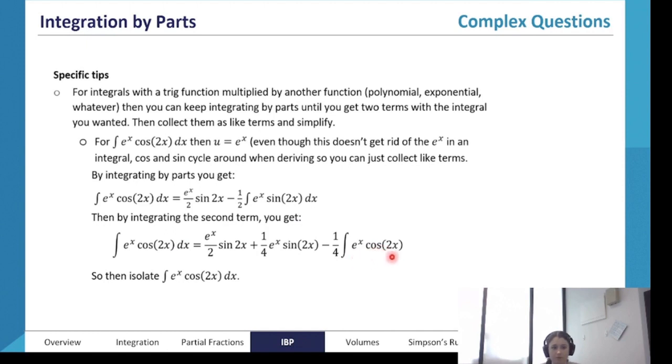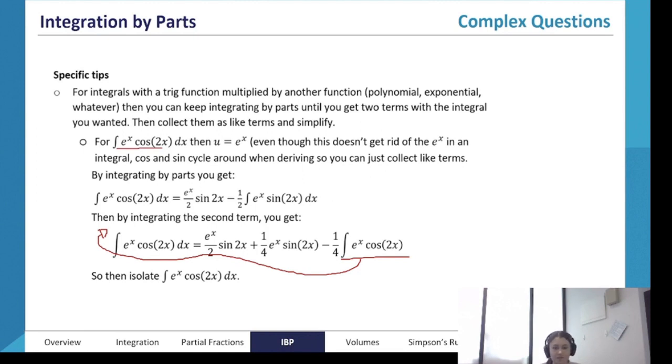So even though we don't know how to integrate this, we've got exactly what we started with, but what we can do is take this over here and add them as like terms. And then on the left-hand side, we're going to be left with the integral of e to the x cos 2x, which is what we wanted to find. And on the right-hand side, we're going to have an answer.